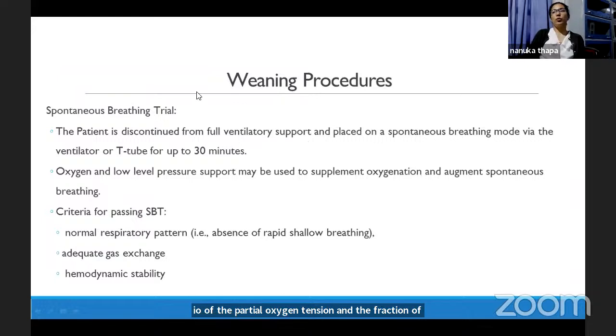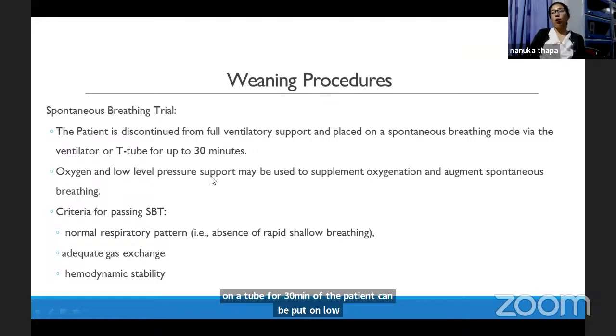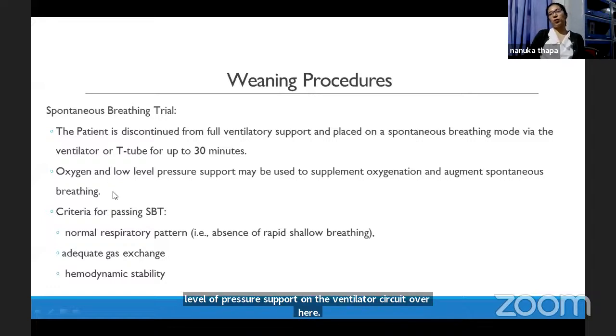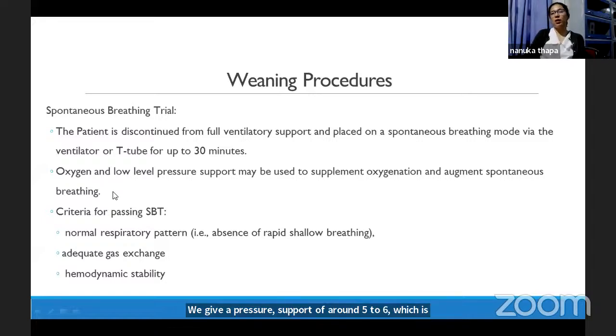Now, there are various ways of doing weaning. First, we'll discuss the spontaneous breathing trial. Over here, the patient is abruptly discontinued from full ventilatory support and placed on a spontaneous breathing mode. This can be done via 2 modes. The patient can either be put on a T-tube for 30 minutes, or the patient can be put on a low level of pressure support on the ventilator circuit. Over here, we give a pressure support of around 5 to 6, which is the amount of pressure support needed to breathe against the resistance of the circuit.